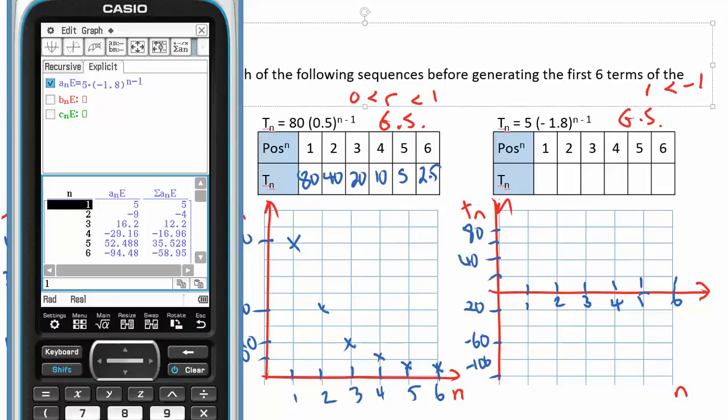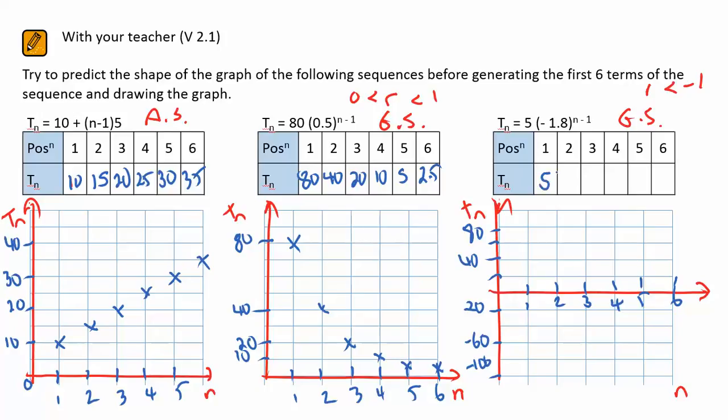In the third instance, with a sequence such as this, it's far easier to put it into your calculator. So 5 times, open bracket, negative, that's negative in brackets, 1.8, close brackets to the n-1. And you can see here we generate the sequence 5, -9, 16.2, and so on. So use that to do the hard numbers in that question. And when it comes to graphing, you can see that alternation I referred to earlier in the video.